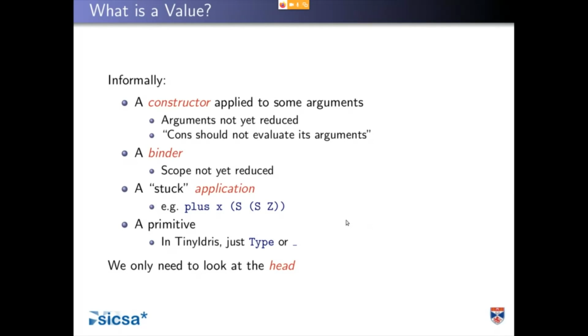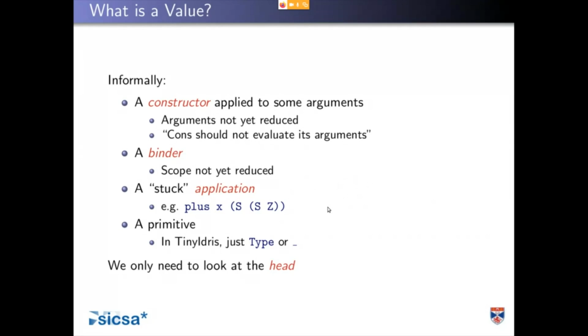It might also be a stuck application. By stuck, I mean if you try to evaluate plus x of 2, and all you know about x is that it's a name of type nat, then you can't go any further. At that point, you have a value because that's all you know about it. So the thing at the head is a stuck function application. The other thing it could be is any one of the primitives. It could also be a meta variable, or a local variable. One of these stuck applications could be of a meta variable or a local variable. Usually the most interesting case is a meta variable, which we need to fill in during unification.